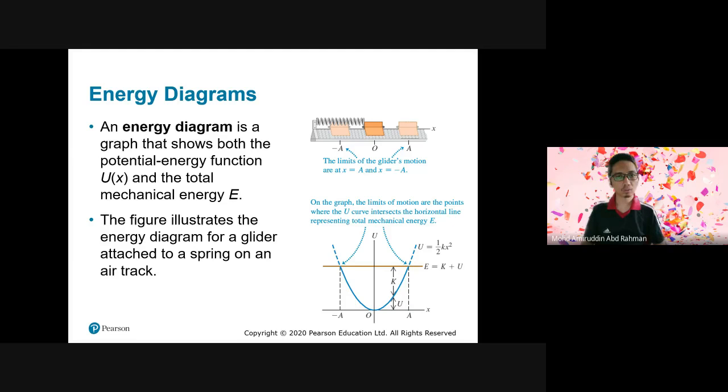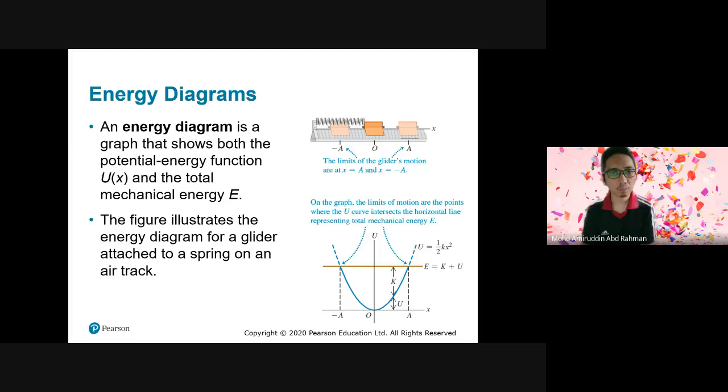Okay, so we look at the energy diagram. An energy diagram is a graph that shows both the potential energy function U(x) and the total mechanical energy E. The figure illustrates the energy diagram for a glider attached to a spring on the air track. So we have a glider there, attached to a spring on the air track.